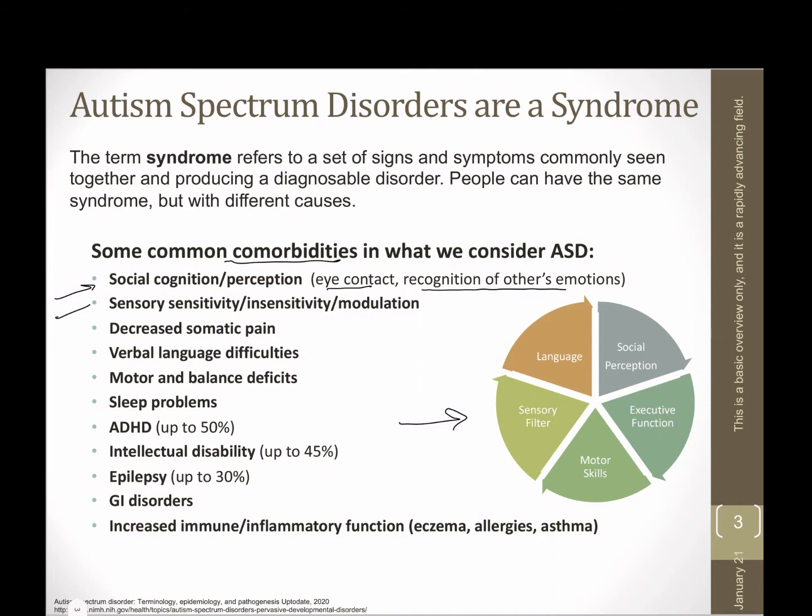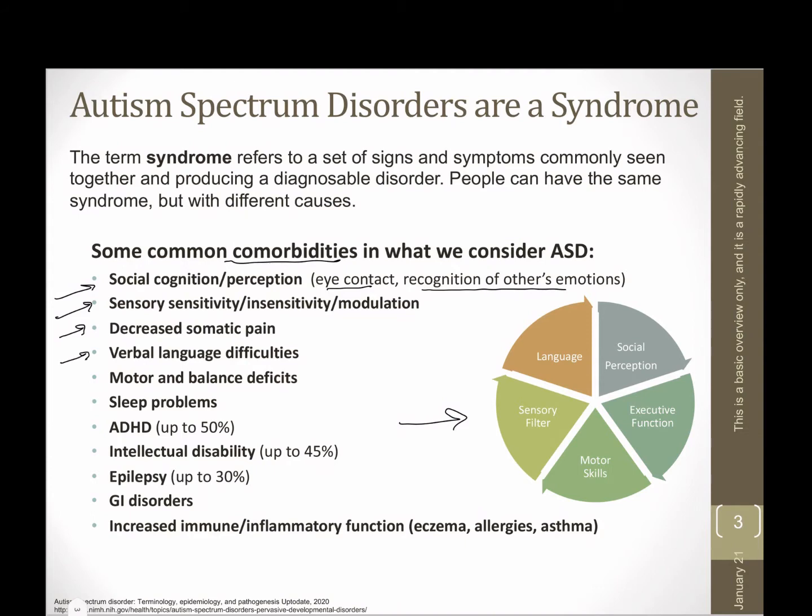We also have differences in sensory sensitivity in terms of some people actually feel sensory inputs more strongly, some people feel them less strongly, and like I said, with the sensory filtering, there's differences in modulation of those. Despite the fact that some people can have a lot of sensory sensitivities, somatic pain, which is just the regular pain if you stub your toe, often is decreased in people with ASD.